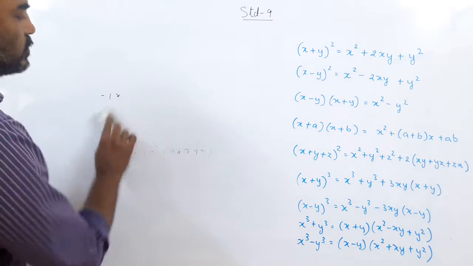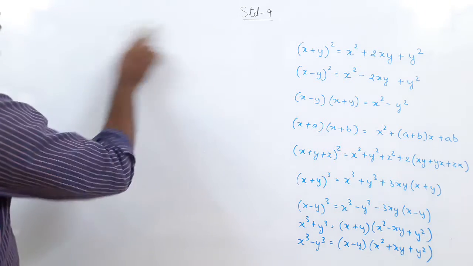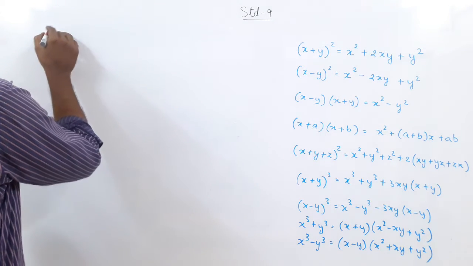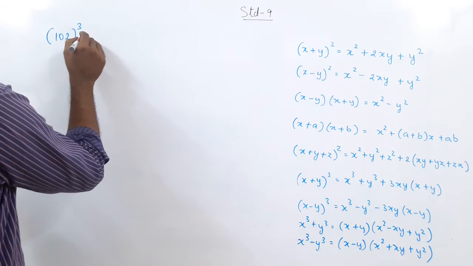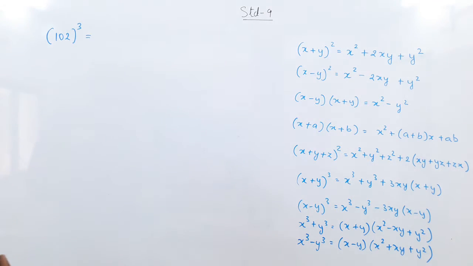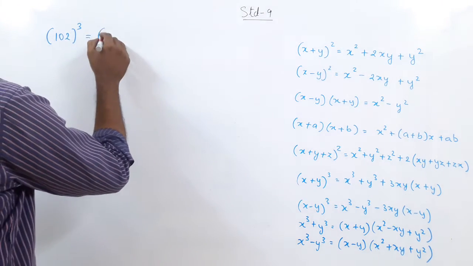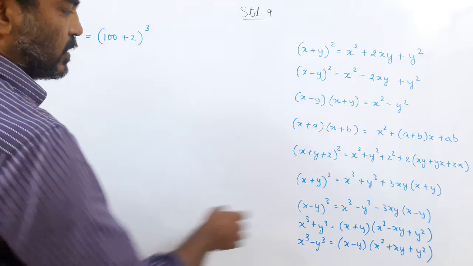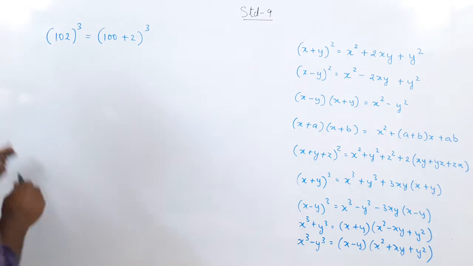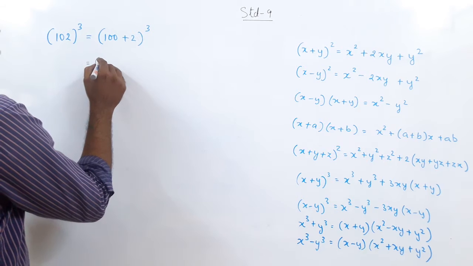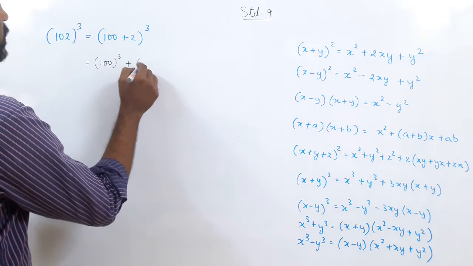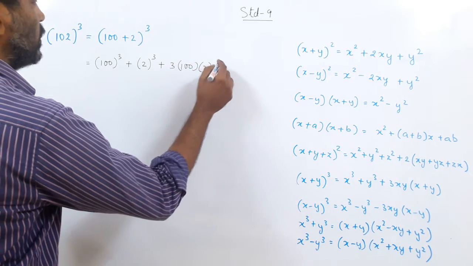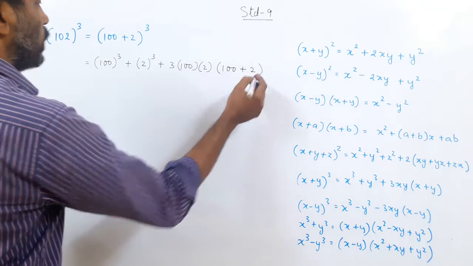Now let us try out a sum. Say we want to find 102 the whole cube. You can multiply directly, but this time we'll make use of this. 102 can be written as 100 plus 2 the whole cube. So that is the formula like this, x plus y the whole cube. So what is x plus y the whole cube? It is x cube plus y cube plus 3xy into x plus y.